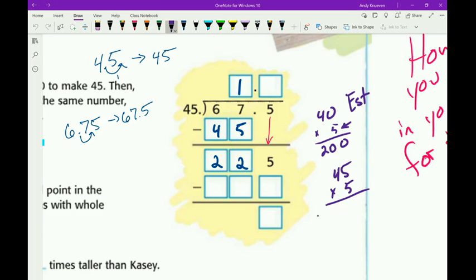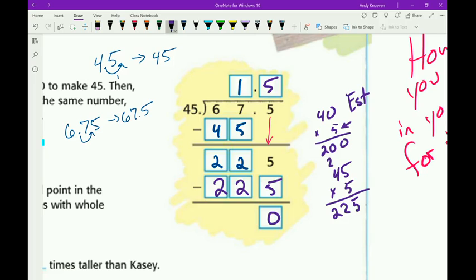So now 45 times 5. 5 and 5 is 25. 5 down, carry the 2. 5 and 4 is 20, plus 2 is 22. Ding, ding, ding, right? So we get our perfect 225. I subtract, I get 0. I make sure I put my number up top. And now we have 1.5 as our answer.